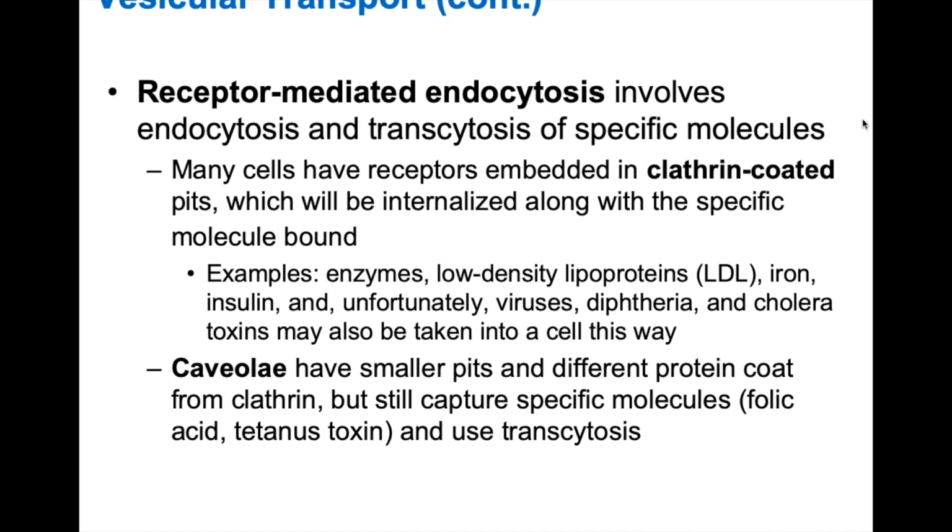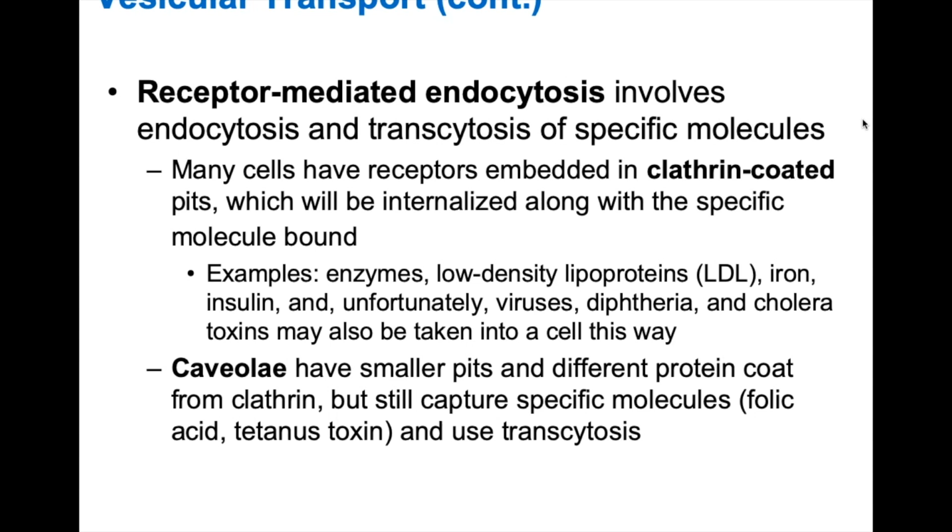So a lot of cells have receptors that are on the outside. We have some that are called clathrin-coated pits, and that's just a type of protein. If something attaches to those coated pits, then it is brought into the cell. So some examples of things that we might want to bring in are enzymes or LDLs, iron, insulin, things like that.